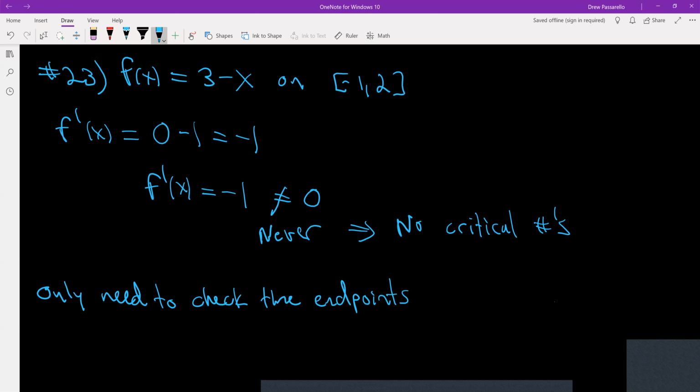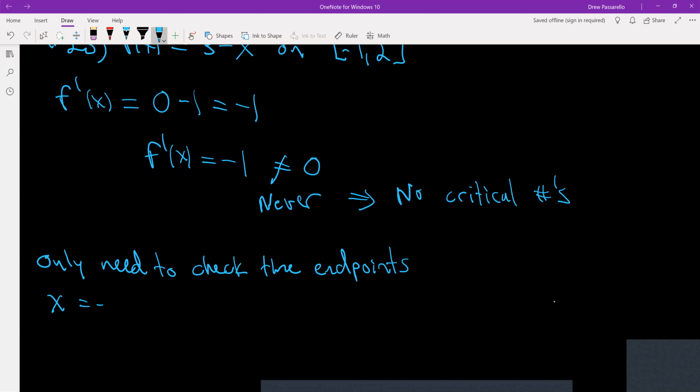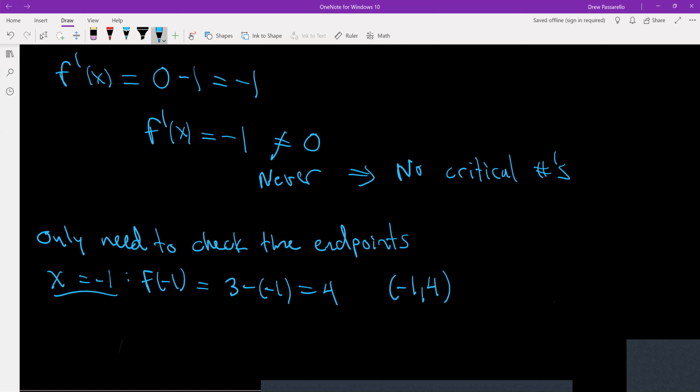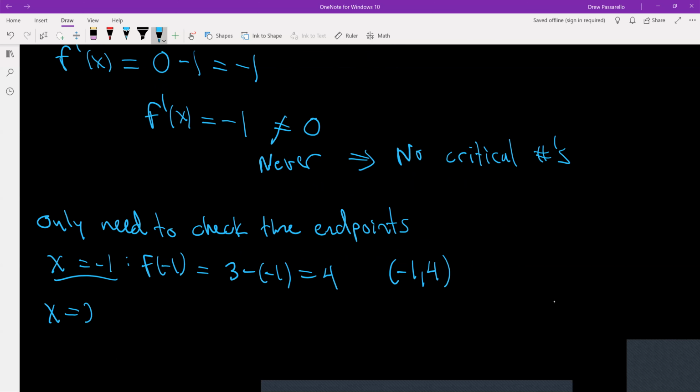Okay, so plug in -1. So f of -1 is equal to, so it's 3 minus x, so it would be 3 minus -1, which is 3 plus 1, which gives you 4. Right, so that's the point, -1 comma 4. And then the other one is plugging in 2. Gives you 1, so we have 2 comma 1.